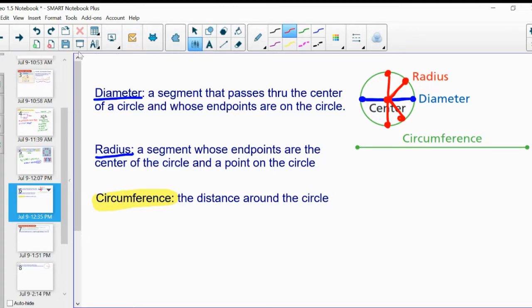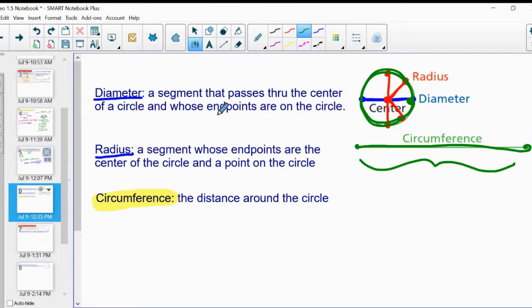Now back to circumference. The circumference is the total length if you are tracing around the circle. If you had a string and you wrapped it around a circle and then laid it out flat on a ruler and measured the length, that's the circumference. In a way, it's the perimeter of a circle, the distance around a circle.